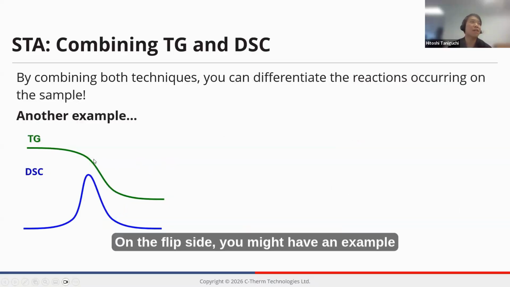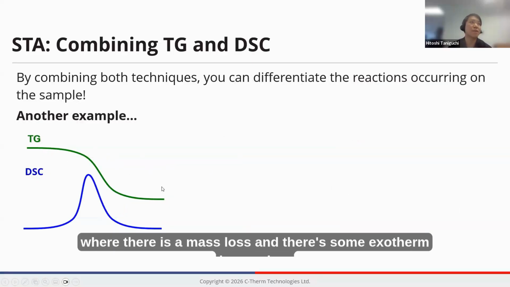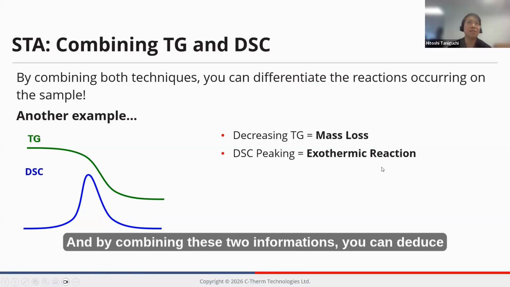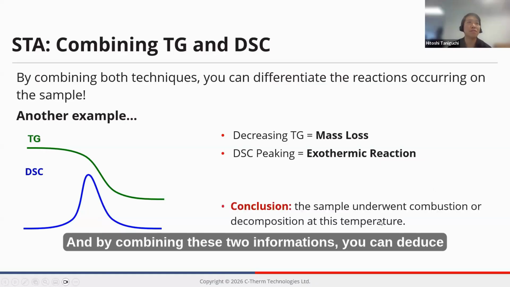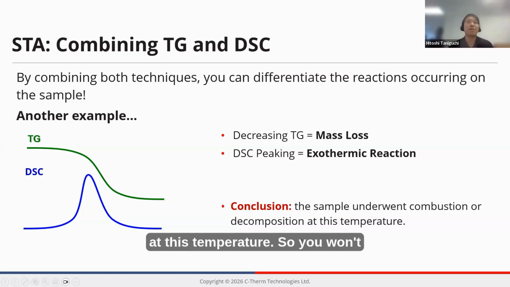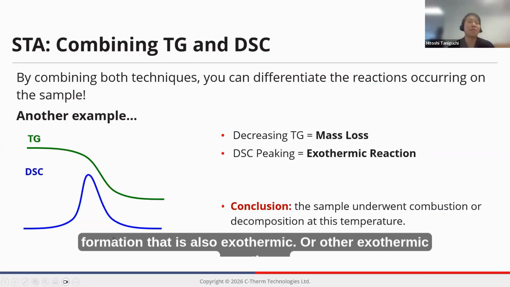On the flip side, you might have an example where there is a mass loss and there's some exotherm happening, as you can see here. And by combining these two pieces of information, you can deduce that the sample is going through some kind of combustion or decomposition at this temperature. So you won't have any confusion as to crystalline formation that is also exothermic or other exothermic reactions, because you know for sure that there is mass loss happening.